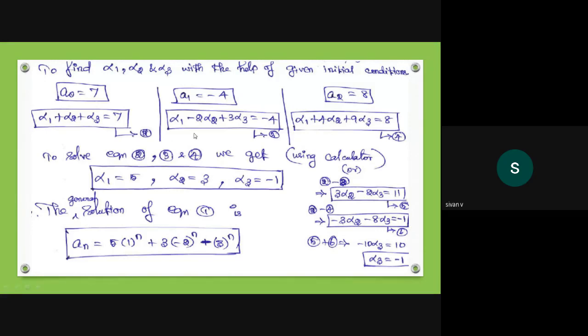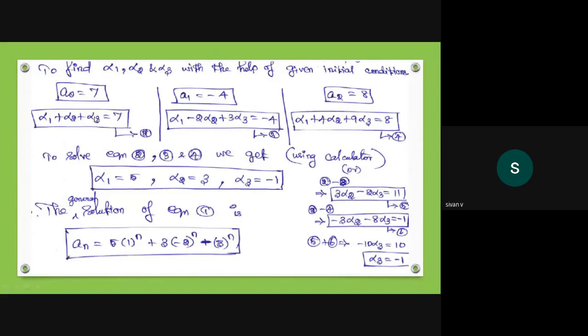Next, we'll get equations in terms of alpha 2 and alpha 3 only. In that, we have two equations. Eliminate either alpha 2 or alpha 3. We'll get the alpha 3 value or the alpha 2 value. Substitute that value and you get both values. Then substitute alpha 2 and alpha 3 to get alpha 1. This is a short procedure.